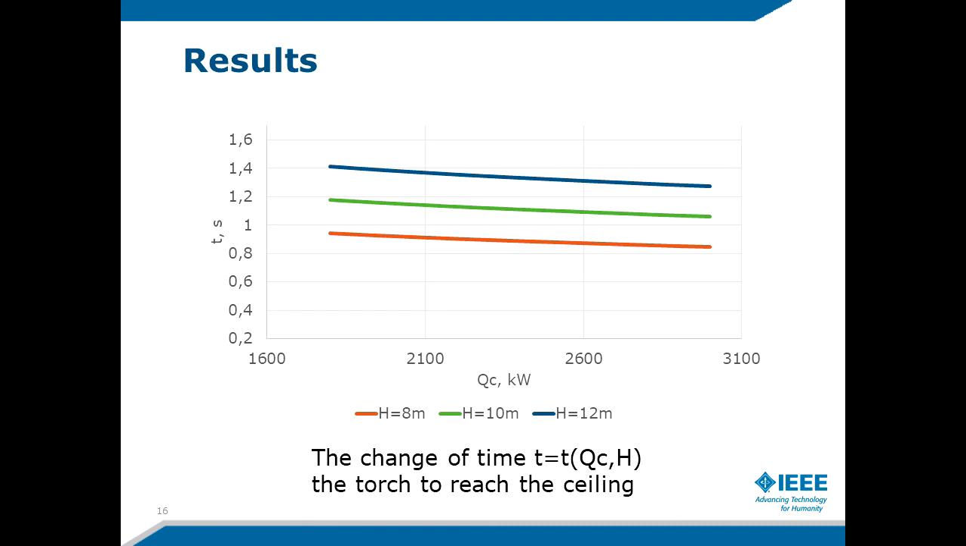The influence of the two main initial parameters is obvious from the figures: the power of the fire and the height. The power of the fire shortens the activation time of the temperature sensors. The same can be said for the height.